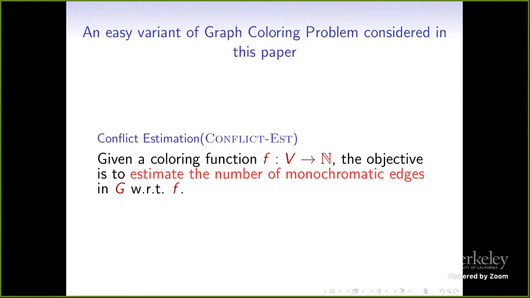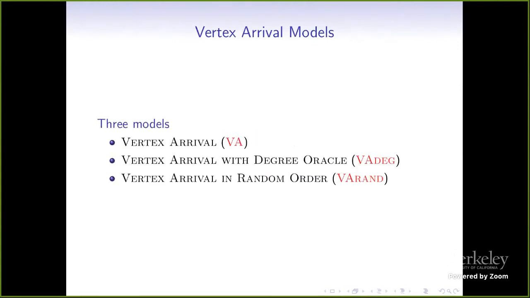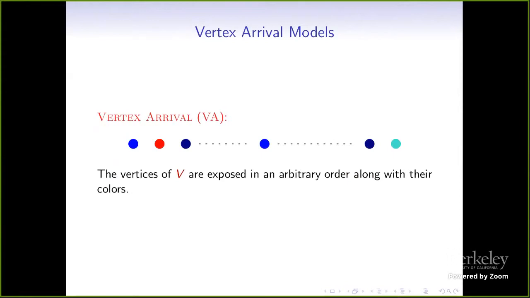First, observe that this conflict estimation problem is very easy in the classical RAM model. Also note that this is the problem whose simpler variant we use to prove that the classical graph coloring problem is in NP. In this paper, we study this so-called easy graph coloring problem in different vertex arrival streams. Let us have a brief discussion of what the different vertex arrival streams are. In the basic vertex arrival stream, the vertices of the graph are exposed in an arbitrary order, and for us also with their colors.